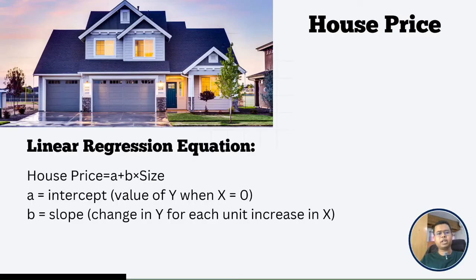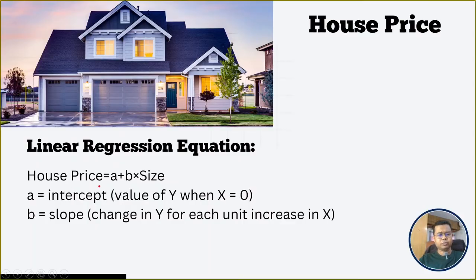Okay, let's go for an example. So we would like to predict the house price. So what is the linear regression equation? House price is equal to A plus B into size. It means the house price will depend on the size of the house. And what is A? A is the intercept, right?